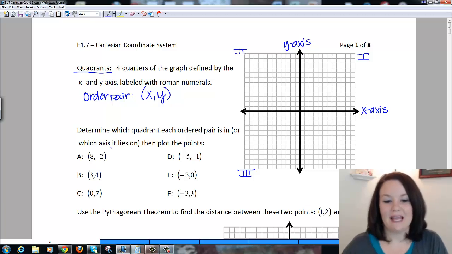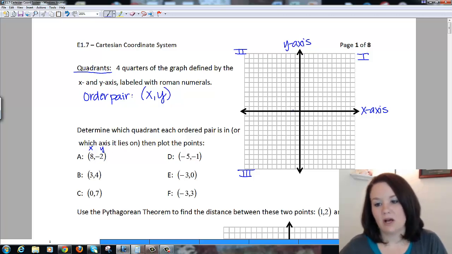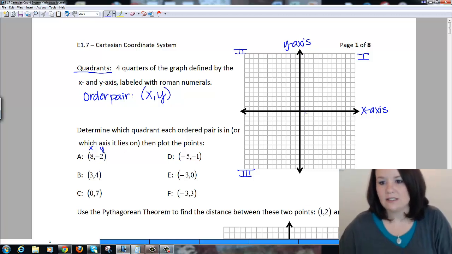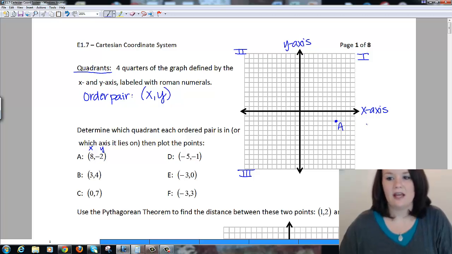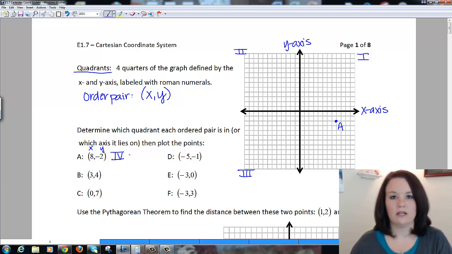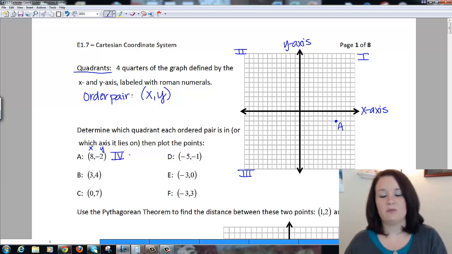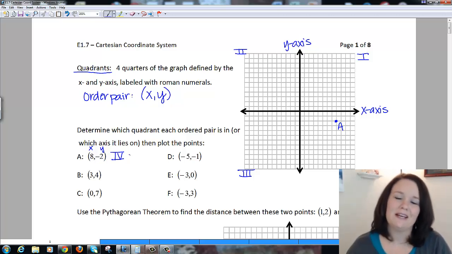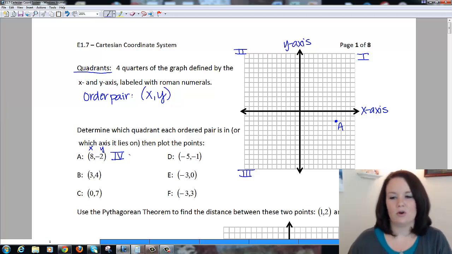So the first one is 8, -2, so that means my x value is 8 and my y is -2. So since 8 is positive, I'm going to the right 8 places, and then my y is -2, so from there I'm going down 2. So this would be point A, and notice it falls in quadrant 4, so I'm going to go ahead and put a Roman numeral 4 here. Okay, we're going to do the same thing with B through F. If you want to work ahead of me and then check yourself, you can, or you can work along with me.